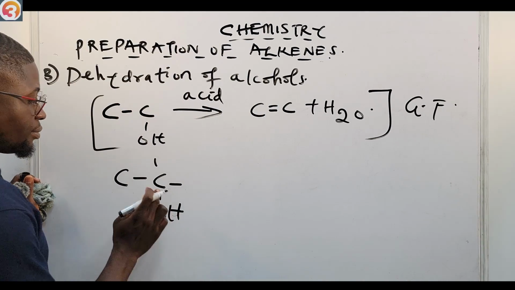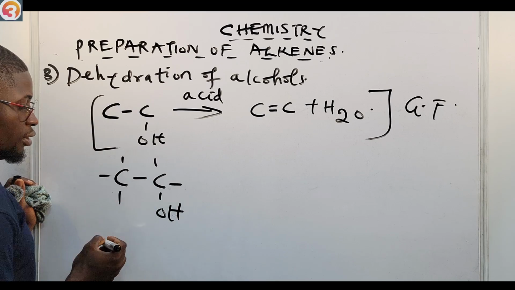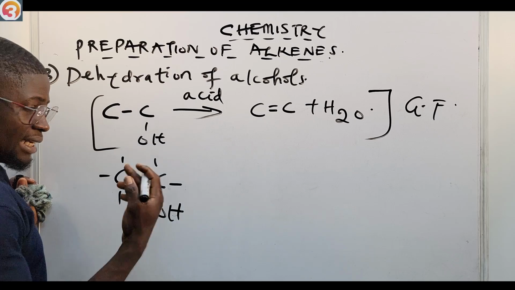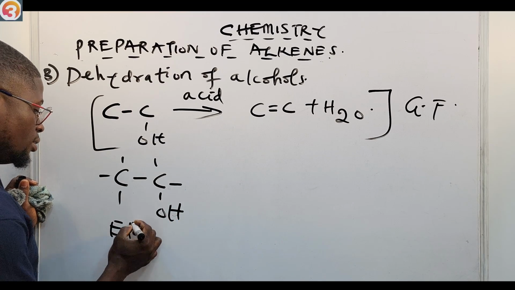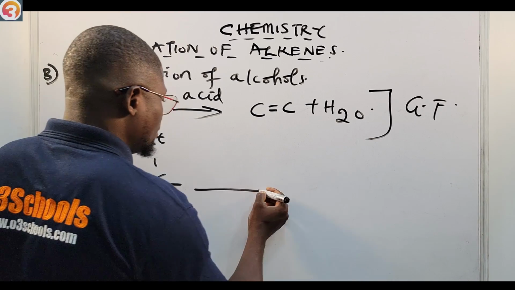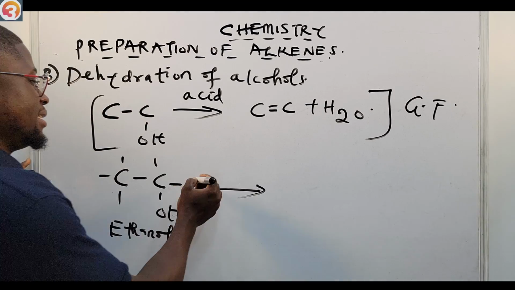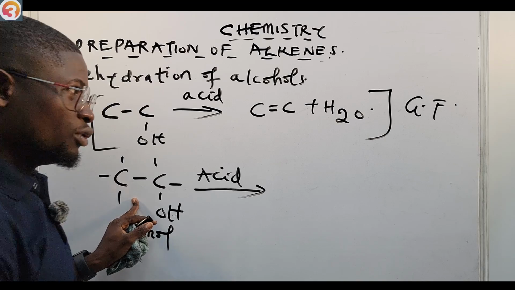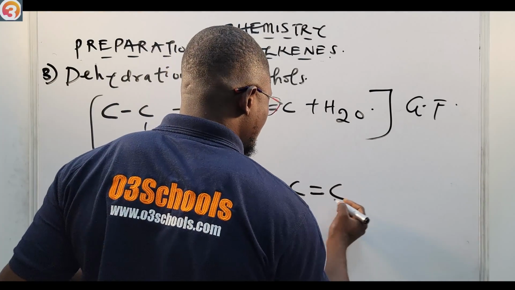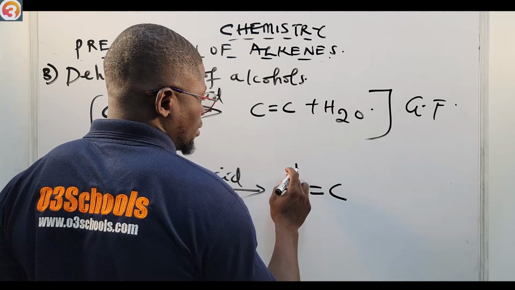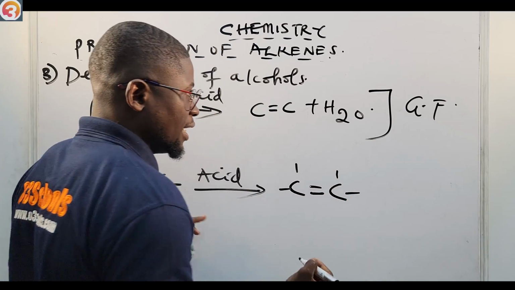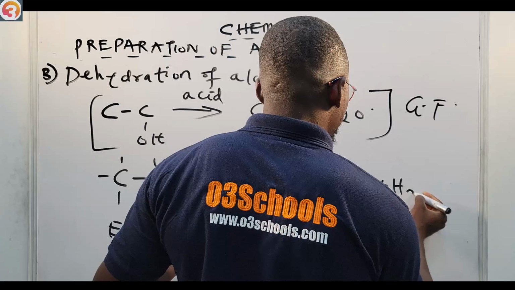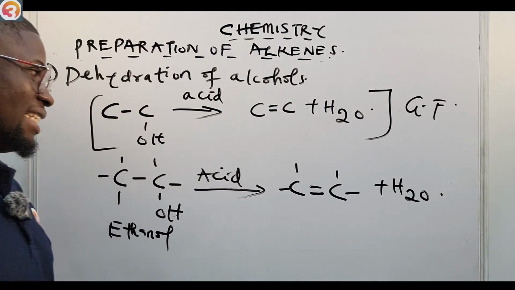So I'm going to have 1, 2, 3, 4 also. So this is what now? Ethanol. An alcohol with 2 carbon atoms is ethanol. Once we dehydrate this using acid, we're going to have an alkene having 2 carbon atoms, which will be ethene, C2. I can complete the structure: 1, 2, 1, 2, 1, 2. I'm going to have ethene, plus H2O. So that is that for that.